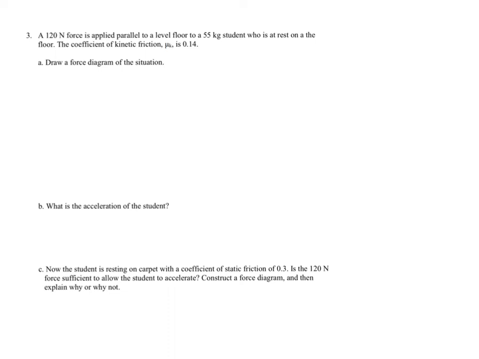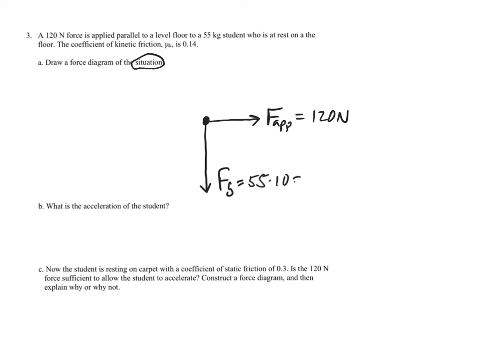So I'm going to write down everything I know here. Actually, let's make a force diagram first. So we're going to draw a force diagram of the situation, which is going to be the student, because we're applying a force parallel to the floor to a 55 kilogram student. So we're applying a force applied, 120 newtons, to a kid who is 55 kilograms, so 550 newtons, which means his normal force is 550 newtons. And there's some friction force that's going to oppose this. It's going to be kinetic, I think.